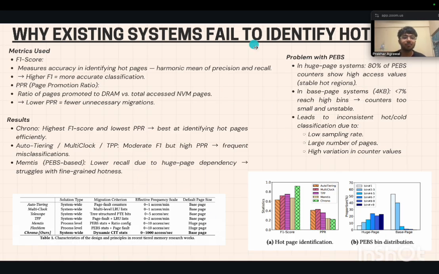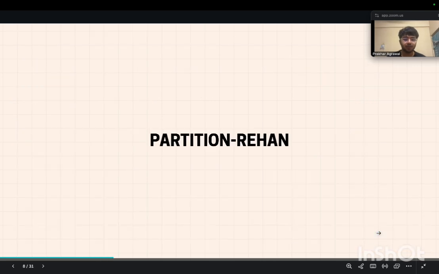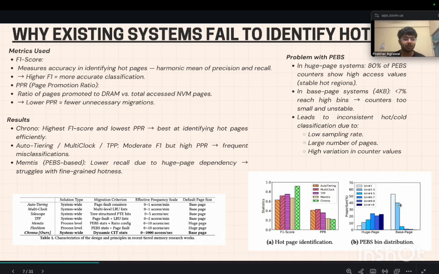Also, regarding the problem with PEBS, when we use huge pages, we can see the counters are almost stable, whereas in base pages there are many high frequencies.